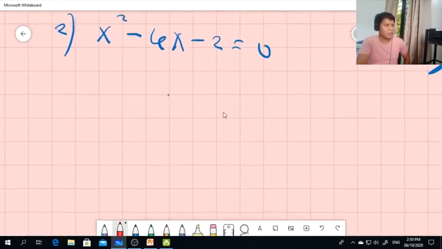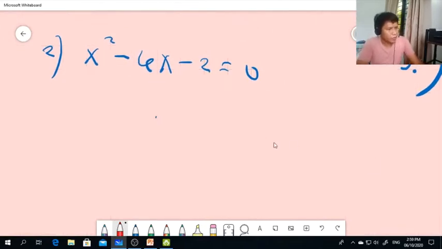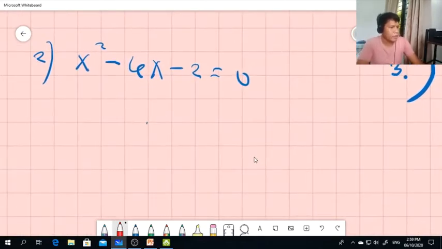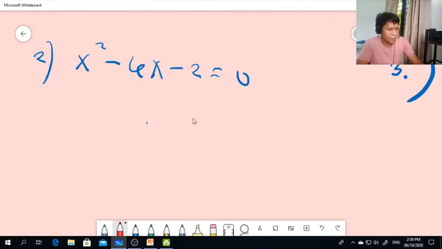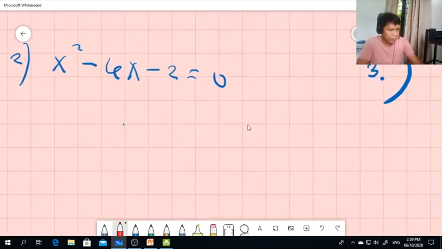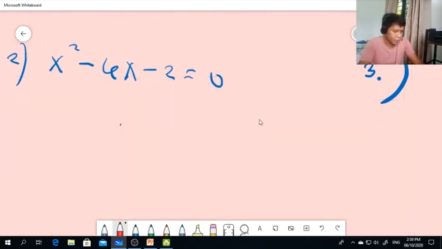Next, we consider this quadratic equation. Let's identify the nature of the roots of this quadratic equation. We have here x squared minus 6x minus 2 is equal to 0. Again, let's identify first the value of a. So a here is 1, your b here is negative 6, and your c is negative 2.